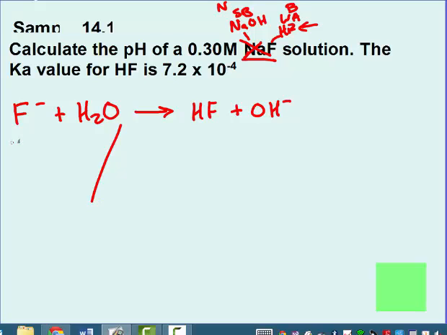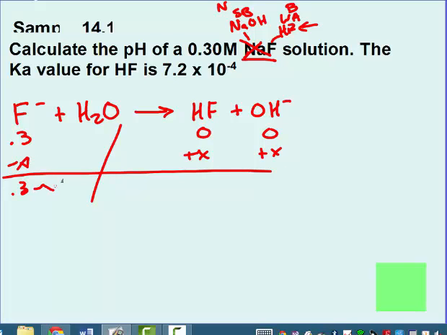Water. This is going to be our 0.3. This is 0, and don't work ahead because there's one more glitch. Was this an acid or a base? A base. This is a basic reaction, right? HF or F is a base. So we're going to have a Kb expression.